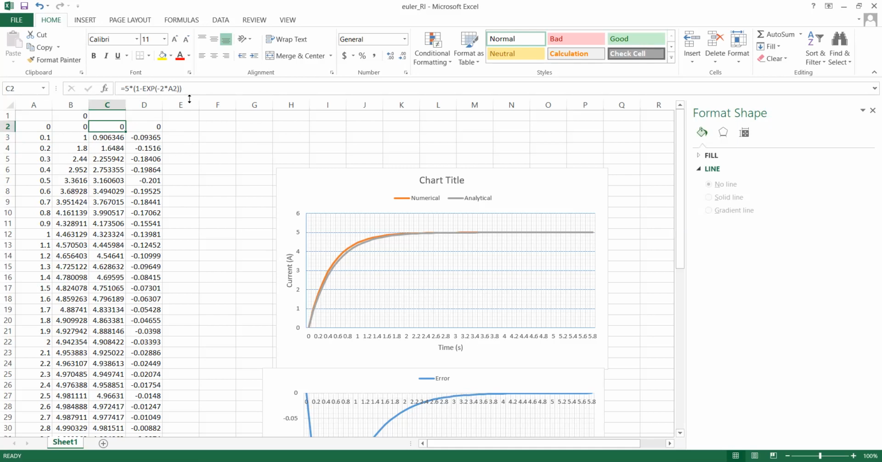5 into 1 minus exponential of minus 2 into A2. Why am I writing A2 here? The reason is that A2 is the address of the time. When you put A2 there, that means you are taking the time present in your A2 cell, and that is equal to 0. So you will have your current 0. Then you copy this formula down, and this will give you the analytical solution.